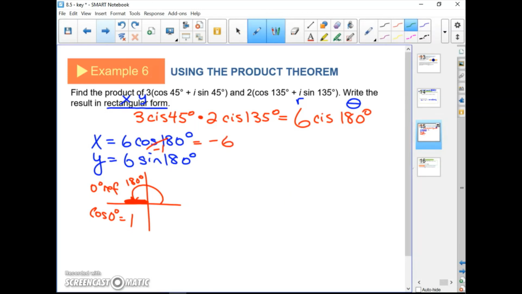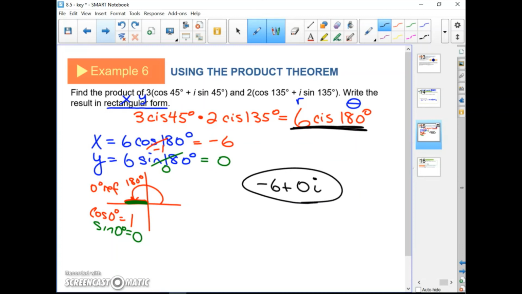As for sine 180, again, we're over here, but sine 0 degrees is 0. So sine 180 is 0. We have 6 times 0 is 0. So if we have to write this in rectangular form, this was polar form. But if I have to write it in rectangular form, take your x component plus your y component with an i. Now, of course, we can simplify that and just say negative 6. And I suspect Math Excel is going to make us simplify. But honestly, I would prefer if you left it in xy form like this. Negative 6 plus 0i.